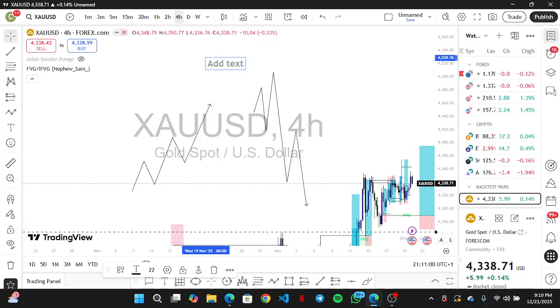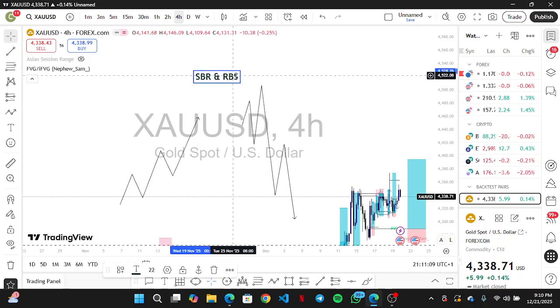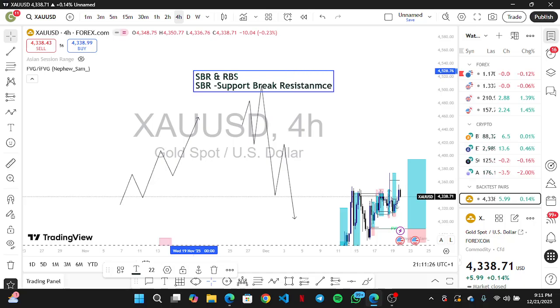It's just terminologies. Different traders have different names for different things, so you don't have to worry about that. All the same stuff though. SBR and RBS. SBR I'll call support turns to resistance. Support break and resistance, I'll explain what that means shortly. Then RBS, resistance break support.